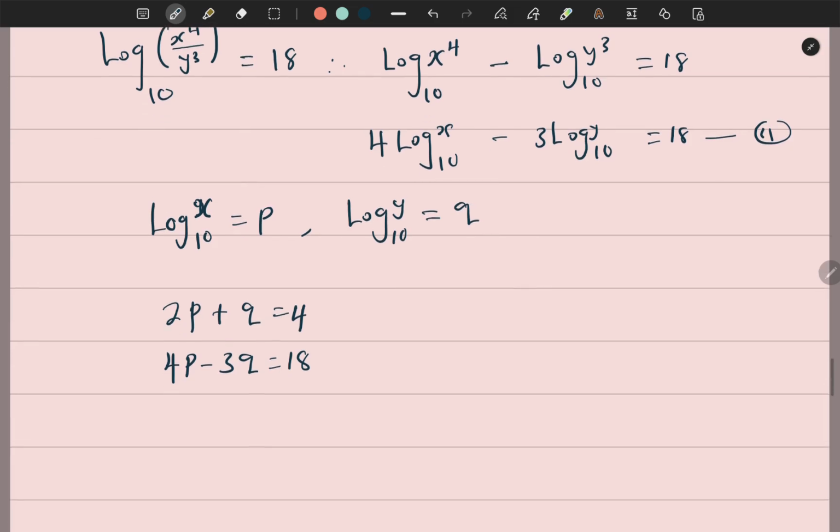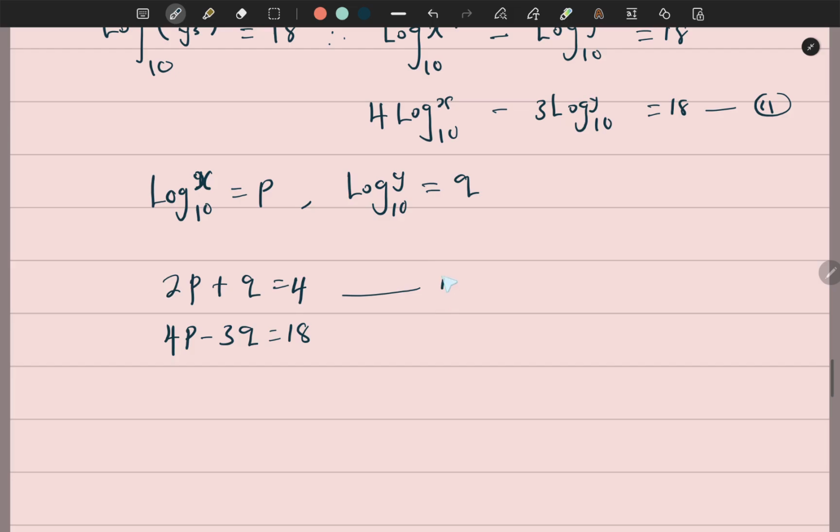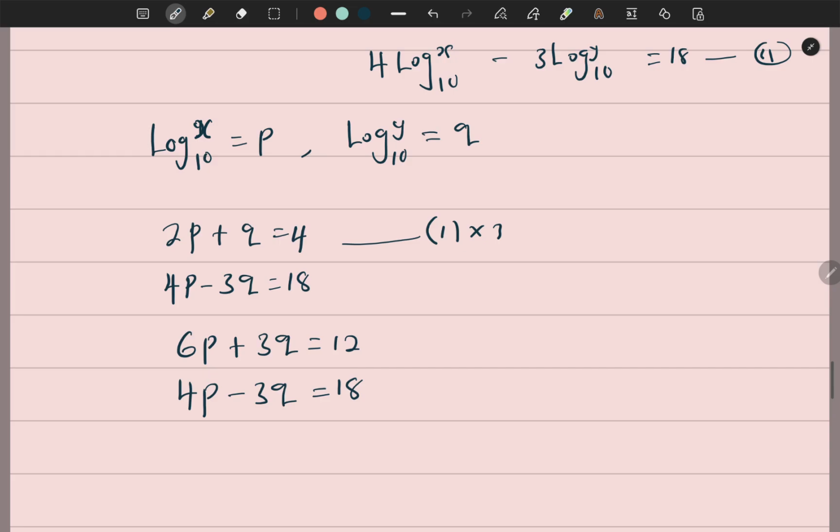Let's use our elimination method. Multiply equation 1 by 3, so that the q terms will have the same coefficients. By doing that, you are going to have 6p plus 3q equals 12, and equation 2 remains as 4p minus 3q equals 18. Take the sum of these equations. 6p plus 4p becomes 10p, and of course 3q cancels minus 3q. We are left with 12 plus 18, that's 30. So we obtain p to be 3.